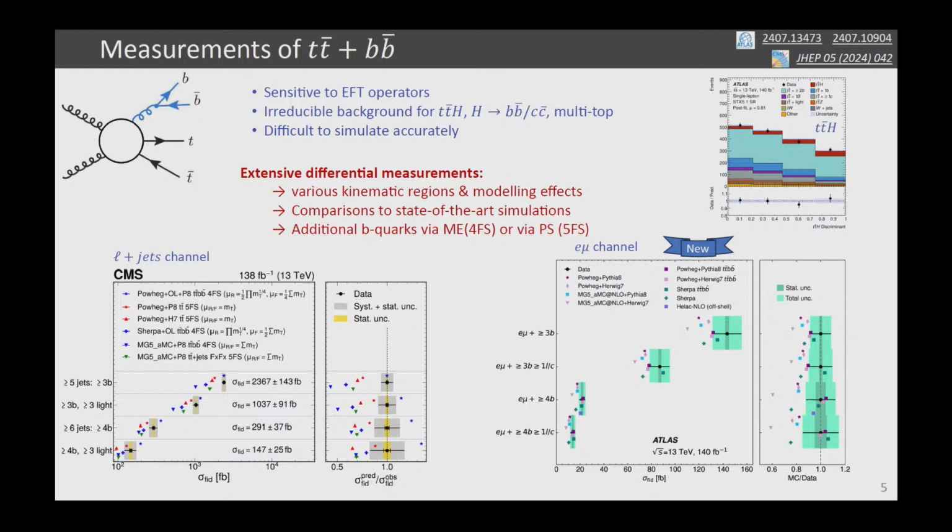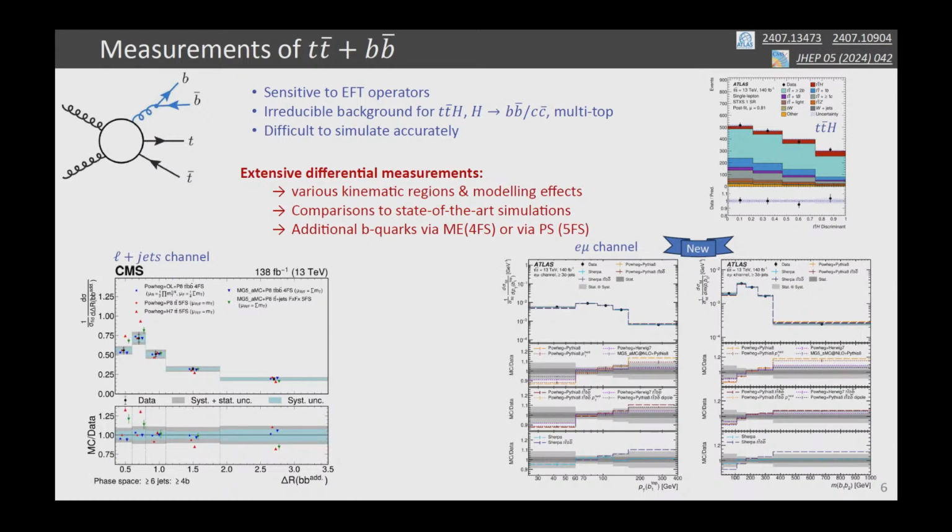As you can see from the CMS result and ATLAS result, where we compare to different matrix element plus parton shower models, typically the predictions are undershooting the data by roughly 20%. Some of the predictions in the new ATLAS result do give a reasonable agreement when it comes to inclusive cross-sections in certain phase space, but looking at the differential measurements, there they fail.